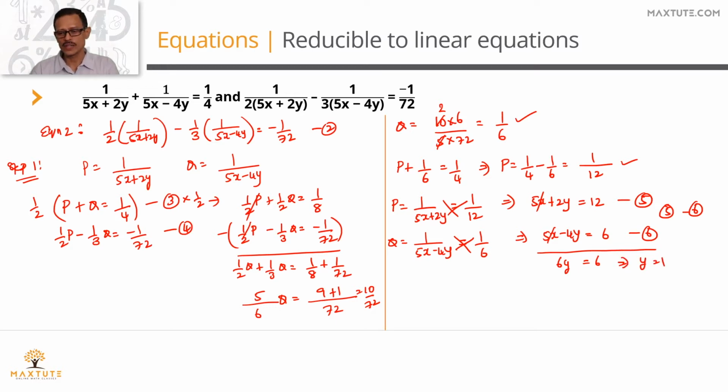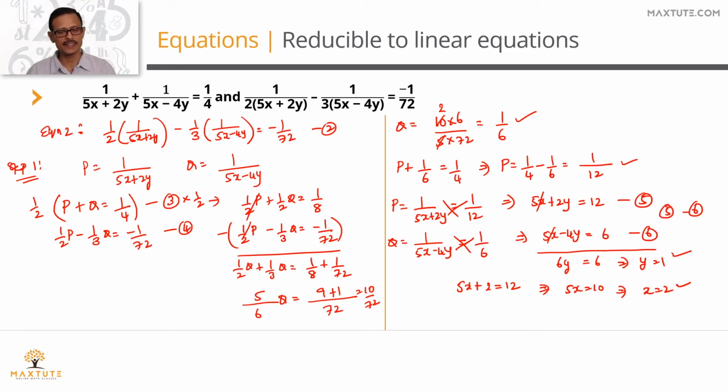Substitute the value of y as 1 in either equation 5 or 6. Let's do it in equation 5. So that's going to be 5x plus 2 times 1, which is equal to 2, is equal to 12. Take the 2 to the right hand side. We'll get the value of 5x to be equal to 10, which means the value of x is equal to 2. So x equals 2, y equals 1. We have found the values of both x and y.